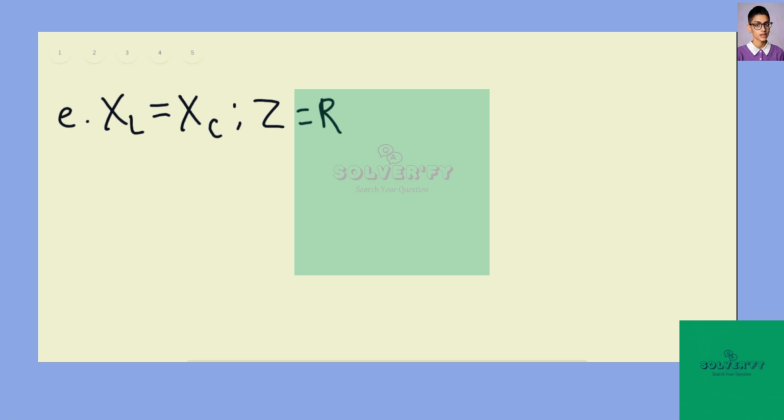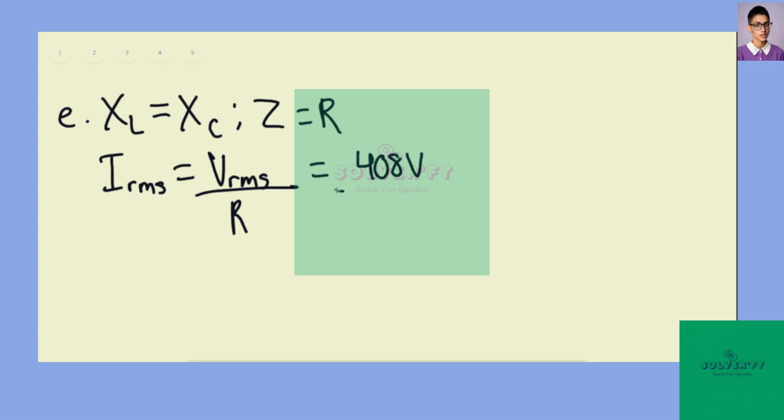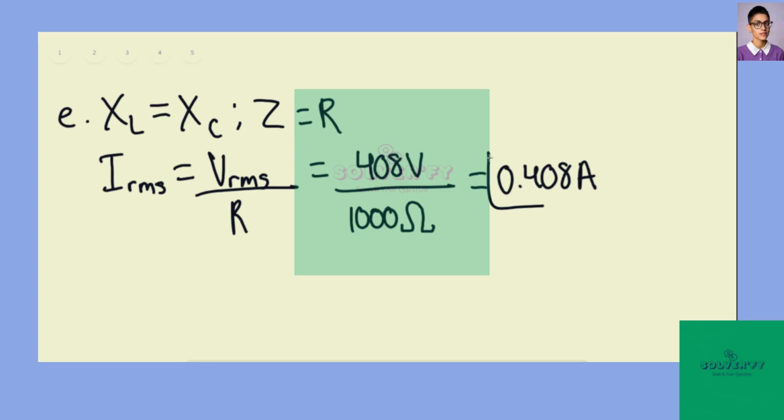they give us. And so here, for part E, the root mean squared current is equaling the root mean squared voltage divided by R, the resistance. This would be equaling 408 volts divided by 1 kiloohm, or 1,000 ohms. And this is equaling 0.408 amps. So the RMS current at resonance would be 0.408 amps. That would be our answer for part E.